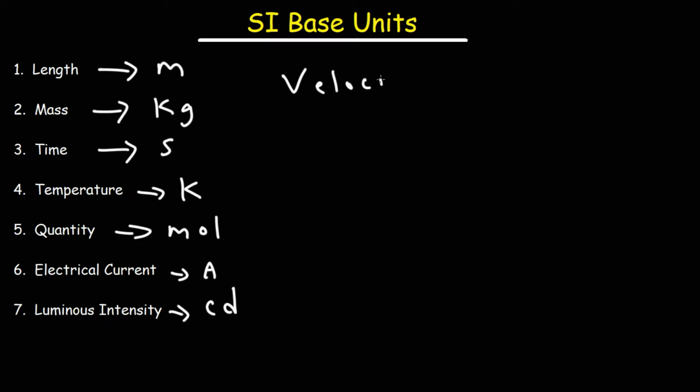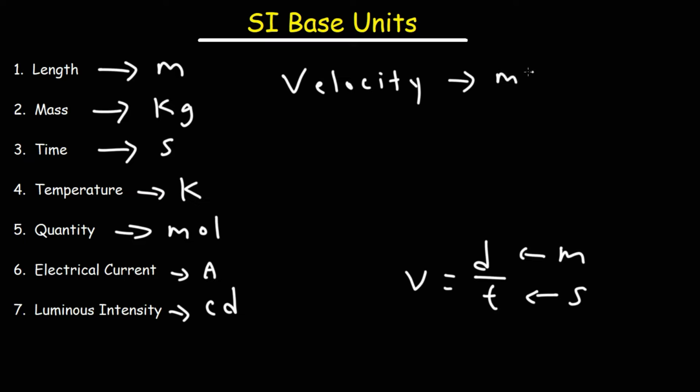Velocity. Velocity and speed, they have the same unit. Velocity is displacement over time. Speed is distance over time. Displacement has the units meters, and the base unit for time is seconds. So for velocity, the derived unit is going to be meters per second.